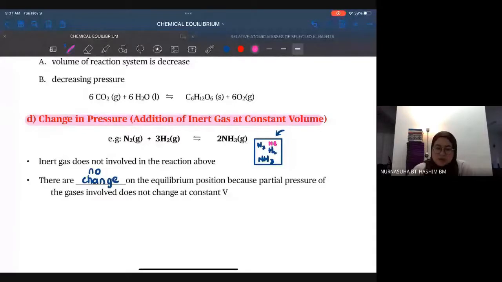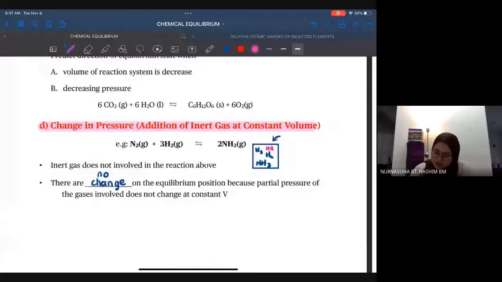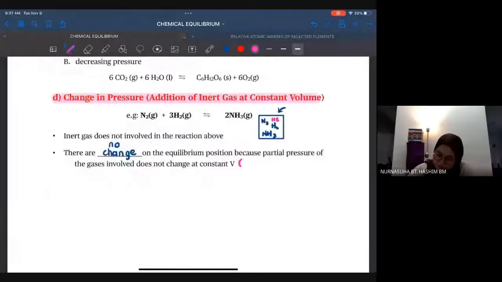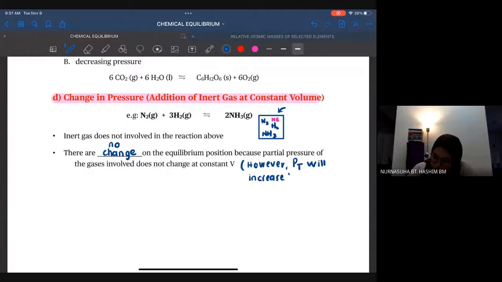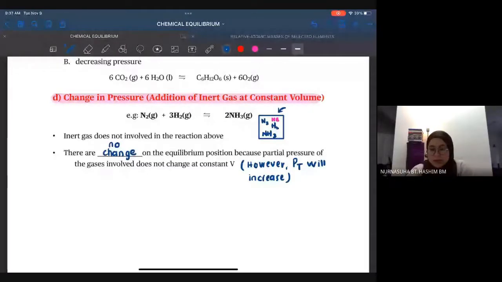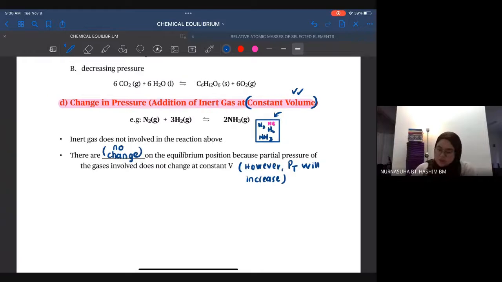Because partial pressure of gas does not change at constant volume. However, total pressure will increase. Kenapa total pressure increase? Sebab awak tambah gas yang baru. So total pressure bertambah, tapi partial pressure tidak bertambah lah. Okay, so for this case, there are no change in equilibrium. So always remember, at constant volume, there are no change on equilibrium position.